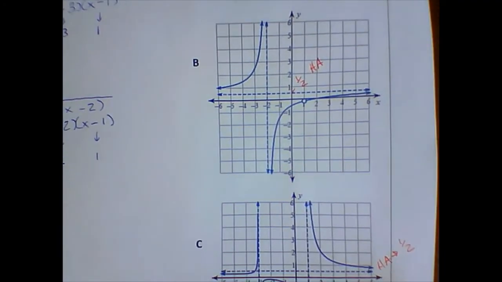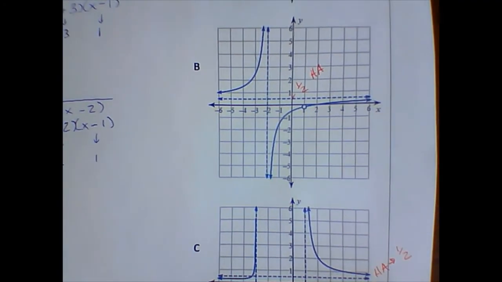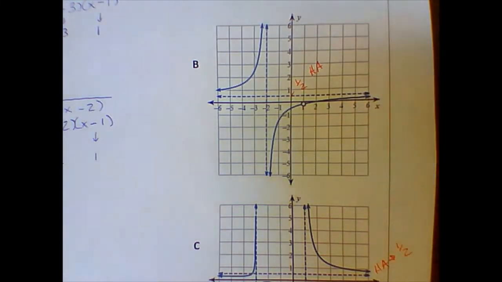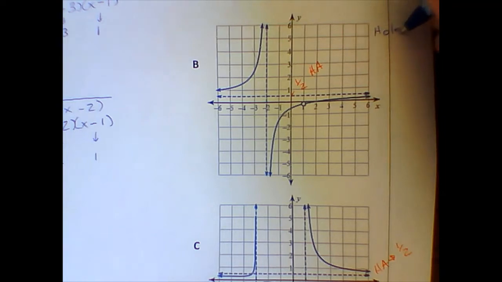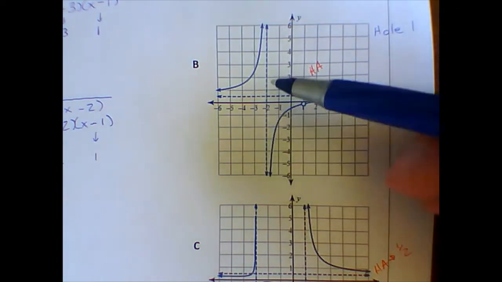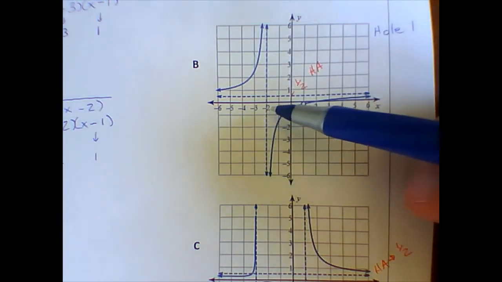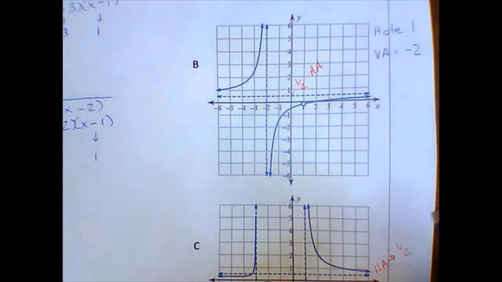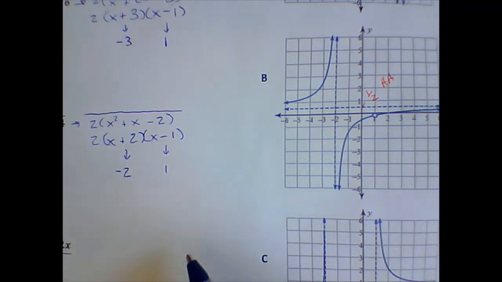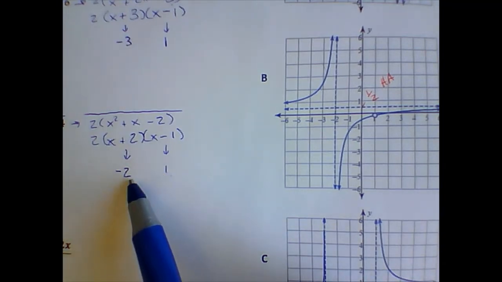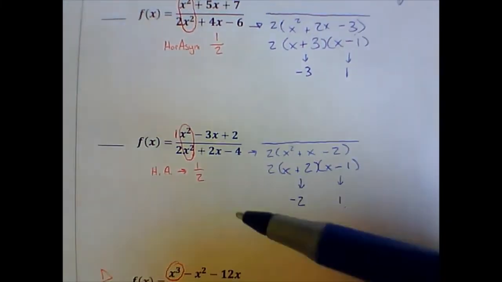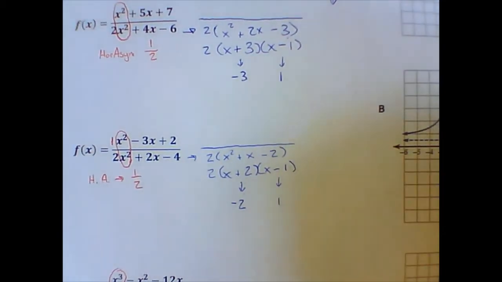Okay, so what have we got on B? We're looking for holes and vertical asymptotes. We have a hole, and it's at 1. So you're looking at the x values on holes. You're also looking at x values on vertical asymptotes. So there's a vertical asymptote at negative 2. So we know something happens at 1 and something happens at negative 2. We have a match. We've actually just figured out the rest of it. So this guy, as I try and keep the pen from hitting the camera, is B.